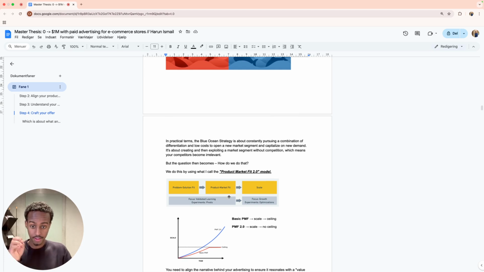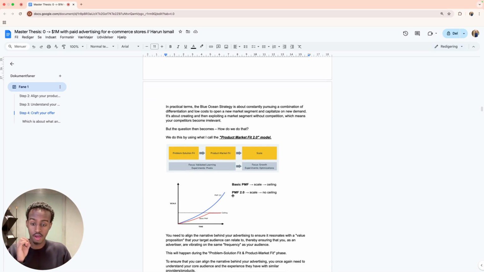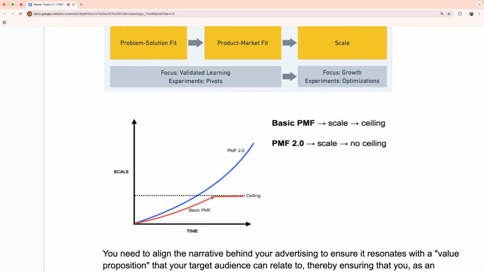So this is where we are going to use the product market fit 2.0 model. It is essentially a way for you as an advertiser to understand how you need to leverage the narrative behind your advertising to ensure you don't reach a ceiling. As you can see here, most advertisers meet a glass ceiling at their basic product market fit, which essentially doesn't allow them to scale further.